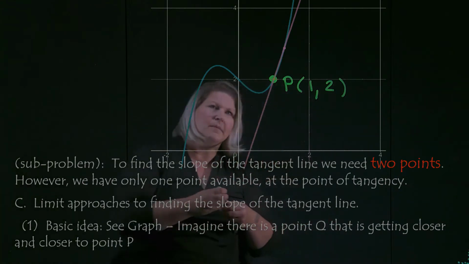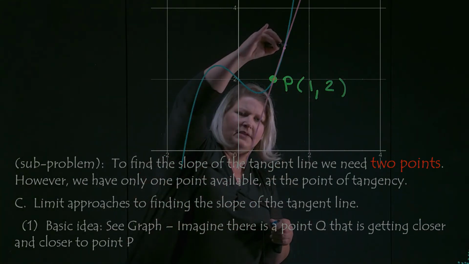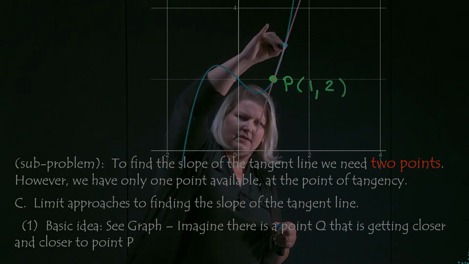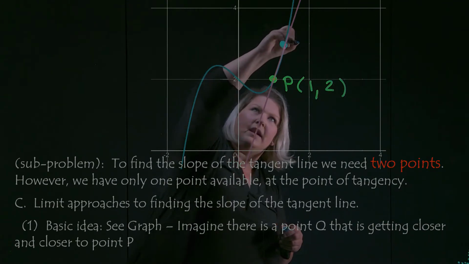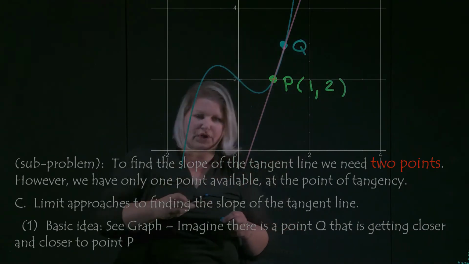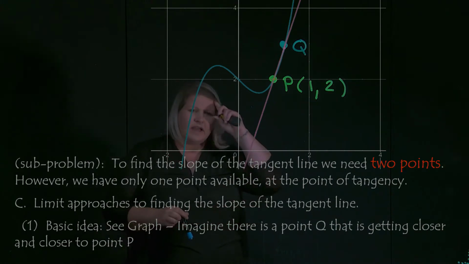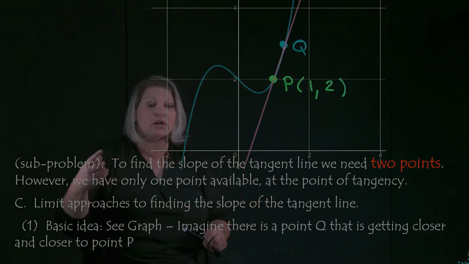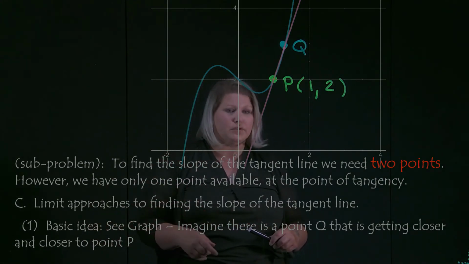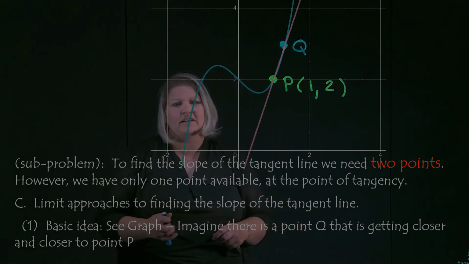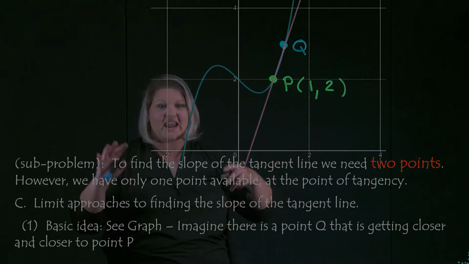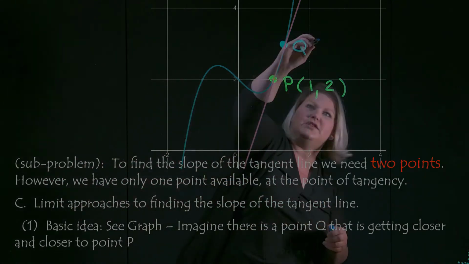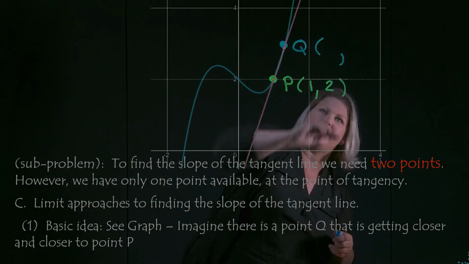And then I have some arbitrary point on the curve, and I'm going to call that point Q. Okay, so we're going to imagine that there is a point Q that is getting closer and closer and closer to point P. But in order to do this, we can't just pick a value. What we need to do is assign it some arbitrary values.